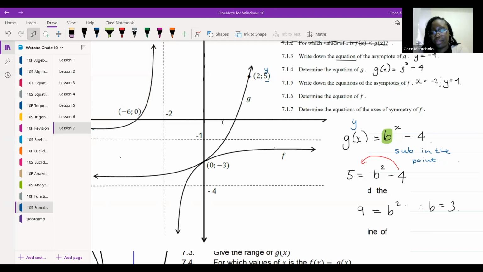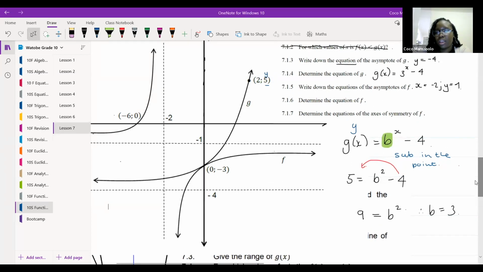What's up? Ma'am, to take you back to question 7.1.4, the equation, is it not supposed to be gx is equal to 3 squared, not 3x?